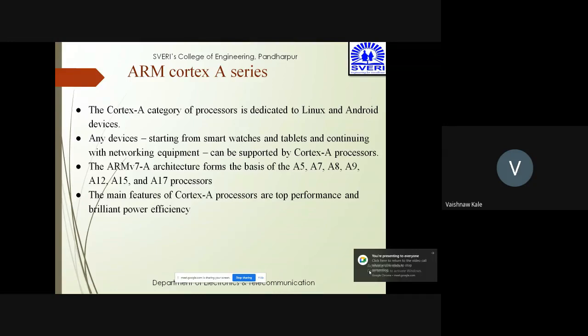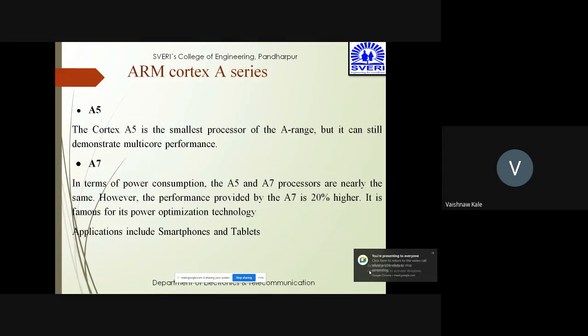The main feature of the Cortex A is top performance and brilliant power efficiency. So this is how the A belongs to. A5, if you go by size, is the smallest processor but can still demonstrate multi-core performance. A7 is somewhat 20% higher in performance as compared to A5, and it is famous for its power optimization technology. Applications include smartphones and tablets.